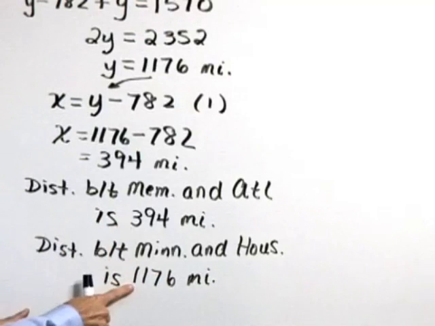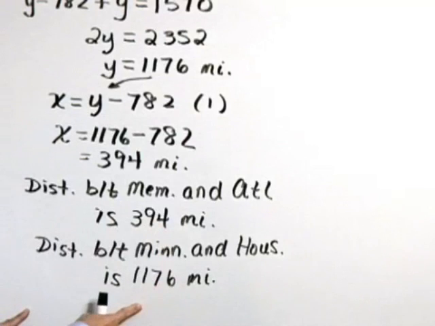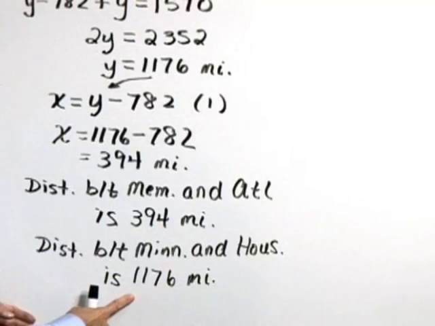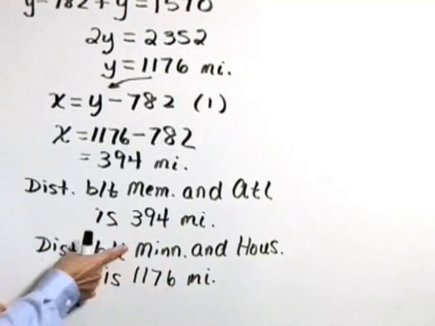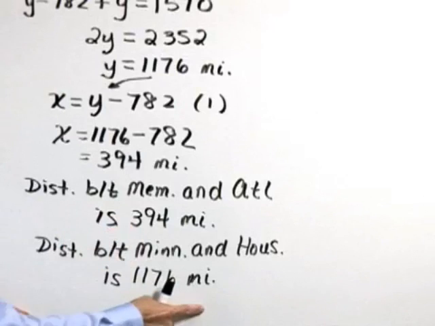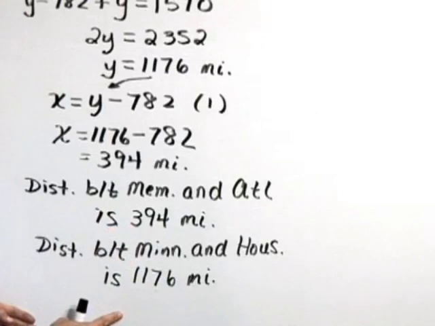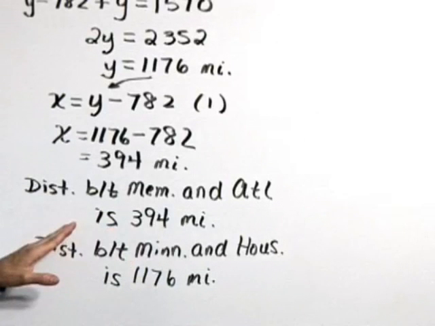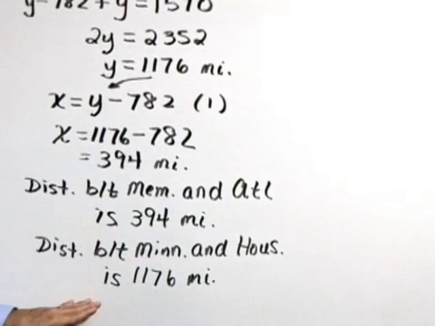If we total these two values together, we do indeed get that total given in the problem, the 1,570 miles. And if we subtract 1,176 minus 394, we do indeed get a difference of 782 miles. So we feel pretty confident then that our distance between Memphis and Atlanta is 394 miles, and our distance between Minneapolis and Houston is 1,176 miles.